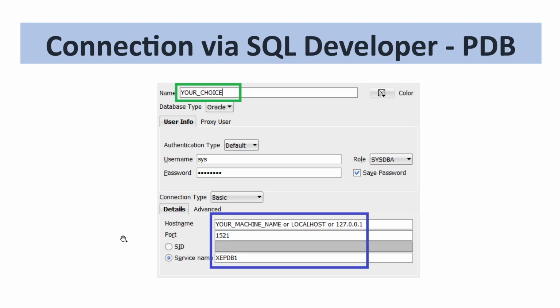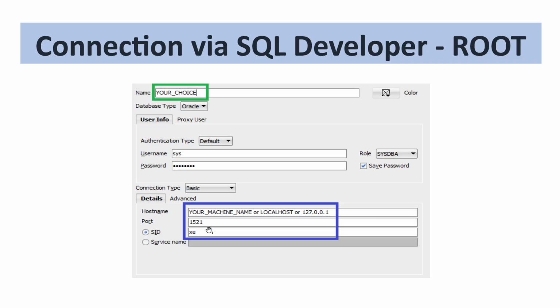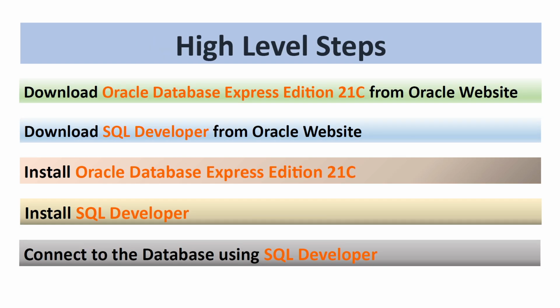And if you directly want to connect to the PDB, then instead of SID, you will give the service name XC PDB1, and again the rest of the things will remain exactly the same. Now that we have seen everything, let us begin the labs. So what are we going to do? We are going to download these two softwares, install this particular software and connect to our database.